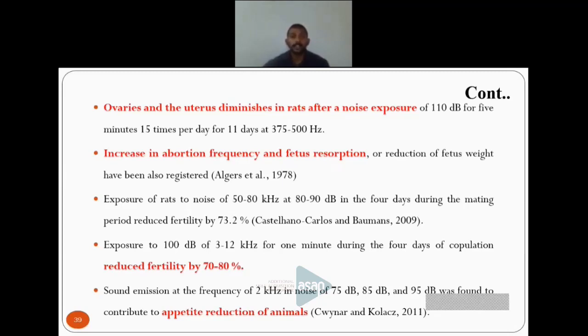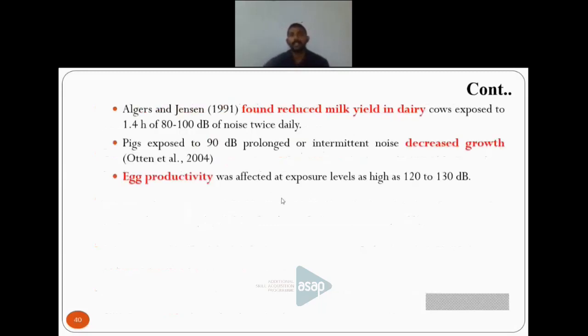And next, sound emission at higher-frequency exposure shows appetite reduction in animals. They may not be able to eat the food; they do not feel comfortable eating. It is found that higher exposure to noise reduces milk production in cows. In the case of pigs, higher exposure to noise decreases growth. And egg production in poultry is also reduced if exposed to 120 to 130 decibel.